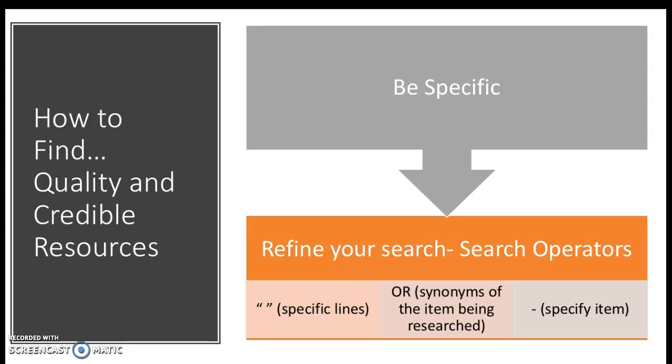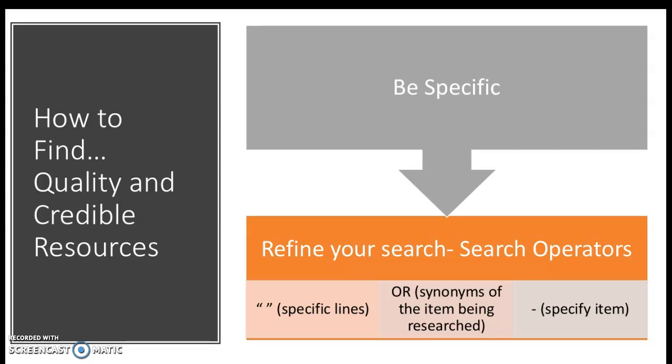Another search operator would be OR in capital letters. This is if you have two things, like synonyms of each other, that you want to research, such as climate change and global warming. Both mean the same thing, but are phrased differently. So you will get all the information on both topics if you use the word OR in your search box.